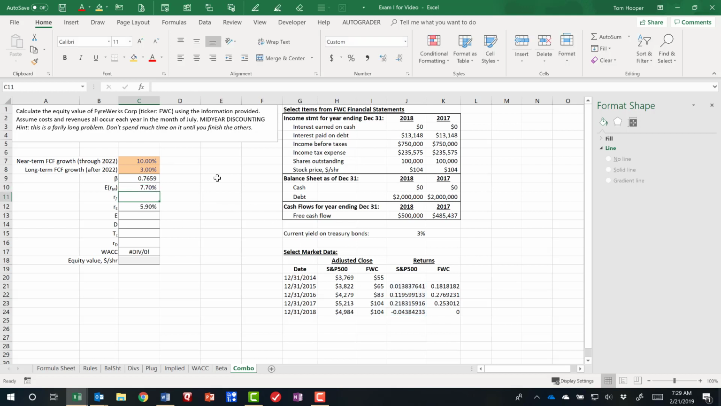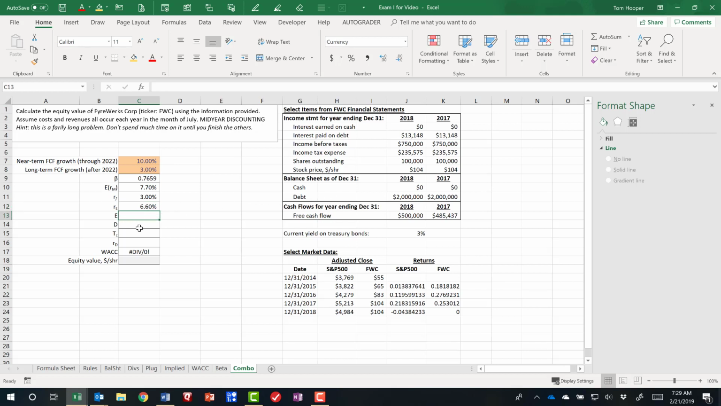R sub F, that's the risk-free rate. I don't know where to find that. That's current yield on treasury bonds. We don't have to worry about 3 month or 10-year or anything because he's only given us 1%. So now we have return on equity, and it's correct.